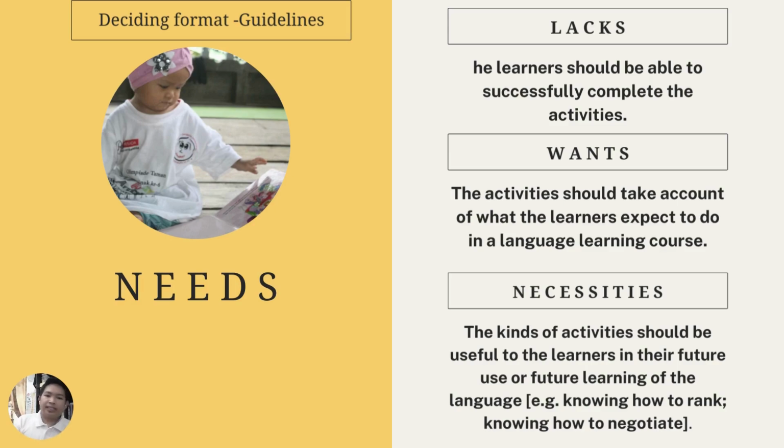And the third is necessities. The kinds of activities should be useful to the learners in the future, for the future use of learning and language. For example, knowing how to rank and knowing how to negotiate. So the curriculum designer has to be aware of that and has to pay attention to the student needs. So the activities are not only used in nowadays era, but also in the future.